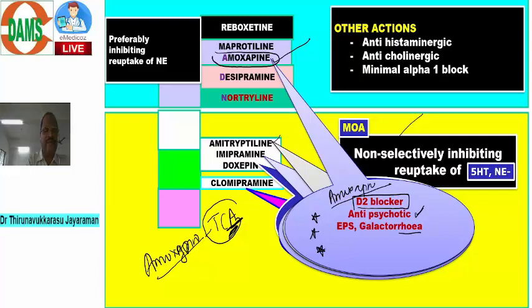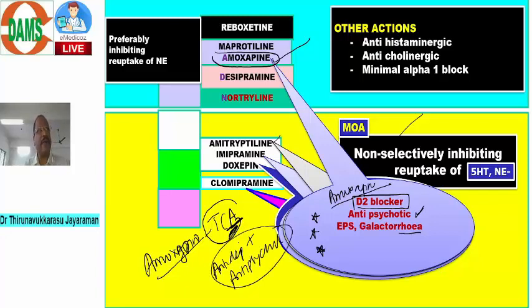So question, which antidepressant has additionally antipsychotic action? Think of amoxapine. And because of blocking D2, it may cause adverse effects of galactorrhea and EPS. So question, which tricyclic antidepressant causes the adverse effect of EPS? Think of amoxapine, because amoxapine has the property of D2 blocking action.